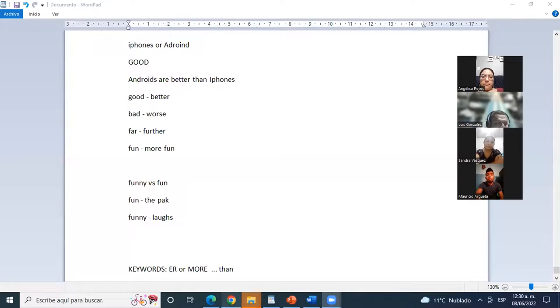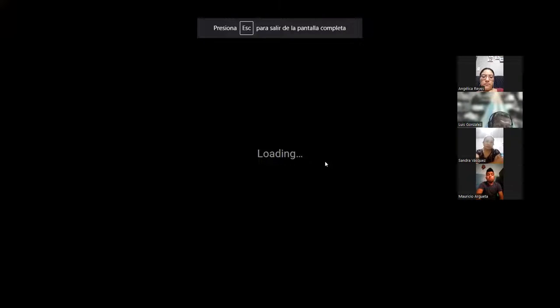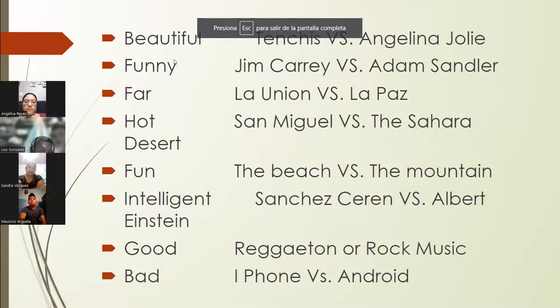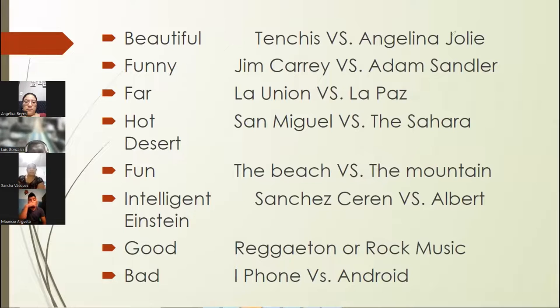Well, let's do it together. I'm gonna share them here. Okay, so help me compare. We already did this one, but tell me, what is the comparison anyway? Anybody? That she is more beautiful than Angelina Jolie. Yes, and we use more because, how many syllables? Beautiful, three syllables. So we have to use more. De dos sílabas en delante es more, okay?